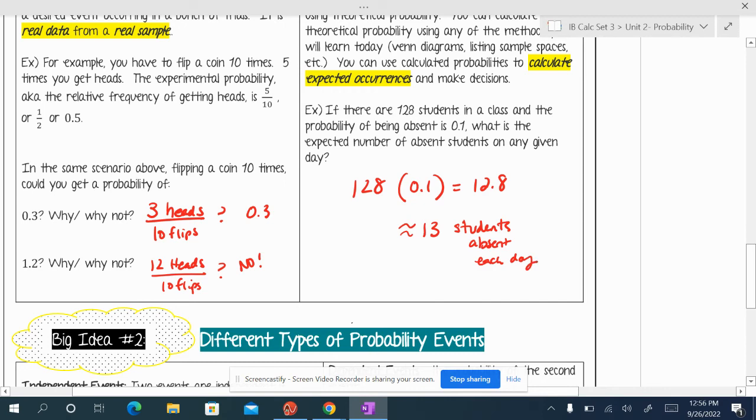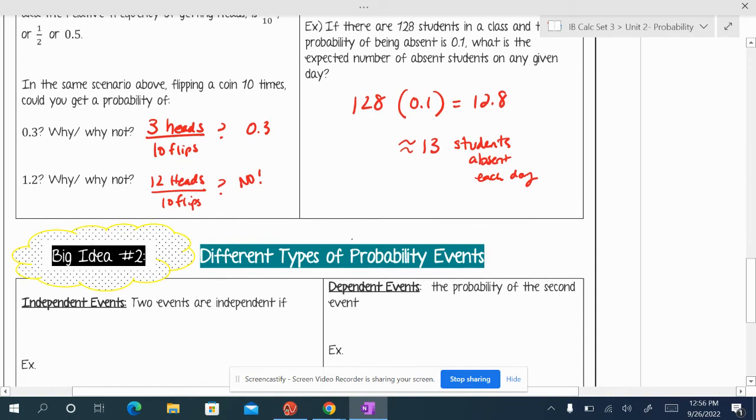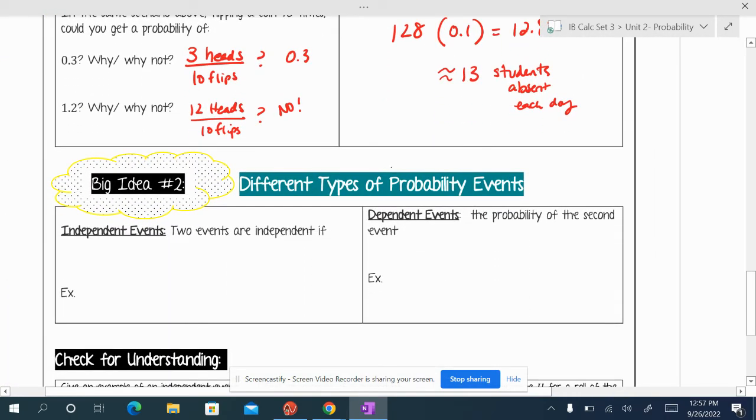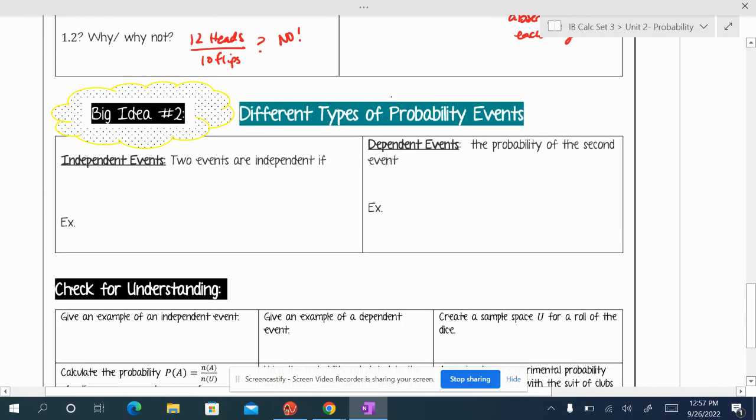And why would you want to calculate something like this? So that way attendance has an idea of how many people should be absent. Is today an outlier? Is today a crazy day? Why are so many people absent? We can use probability and especially theoretical probabilities to help us determine if this is a normal outcome, if this is something that usually happens or not.